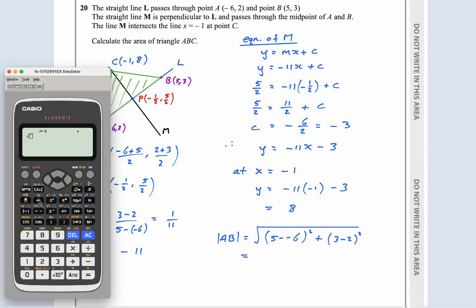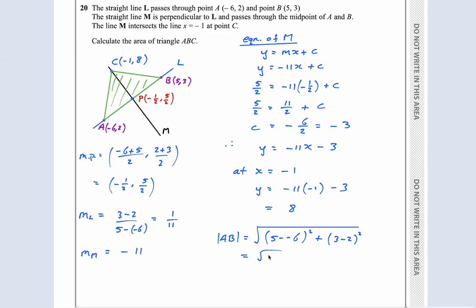This is the square root of 5 minus 6, which is 11, so it's 11 squared plus 1 squared, which is just 1. Oops, I did something wrong. Square root of 11 squared plus 1 squared, which is just root 122. I could have done that in my head. Root 122.